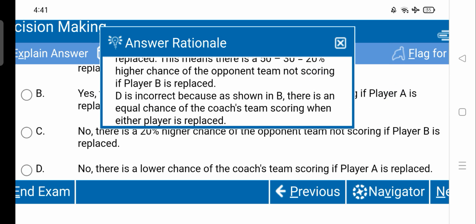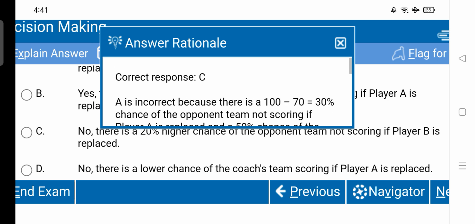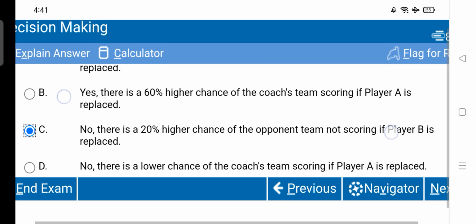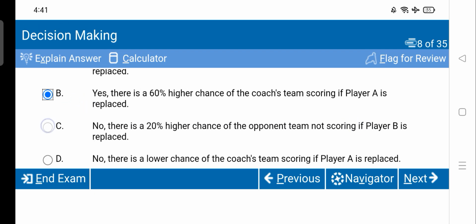D is incorrect because, as shown in B, there is an equal chance of the coach's team scoring when either player is replaced. So here the correct option is option C, which says no, there is a 20% higher chance of the opponent team not scoring if player B is replaced.